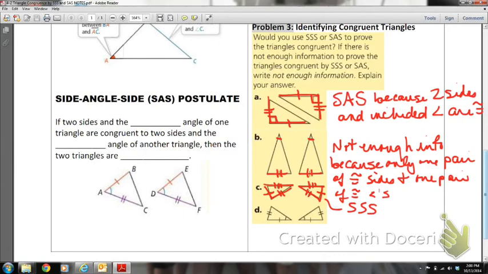In the last example that we have here, we have one pair of congruent sides at the bottom, and then we have another pair of congruent sides, and then we have an angle that's not included in between those two congruent pairs of sides. So on that one, there's not enough information. Because we don't have the angle that's included between the two sides that are congruent, so we can't make that determination.